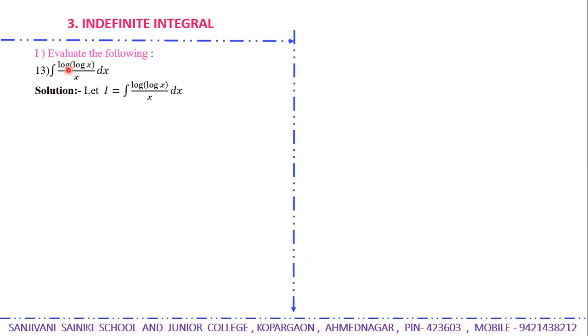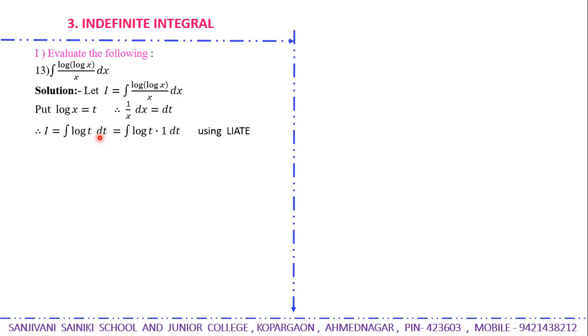Now log x upon x. Here it is a composite function, and we know that we cannot find the integration of the composite function. So we have to remove the composite function. Now, how to remove the composite functions? By using substitution. Put log x is equal to t. So 1 upon x dx is equal to dt. 1 upon x dx will be replaced by dt. So you get log of t dt.